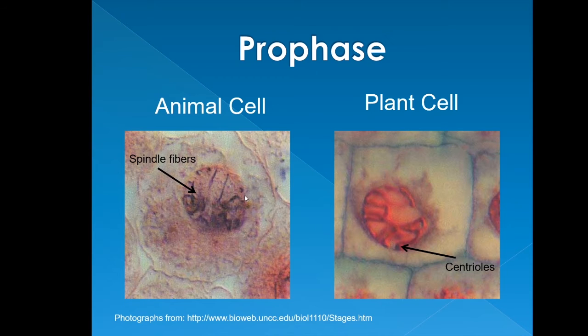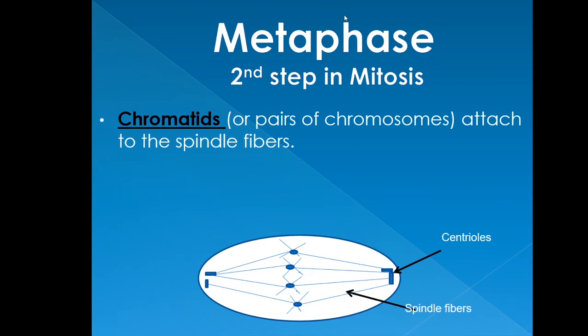And this is kind of what it looks like under a microscope. So you can start to see the centrioles and the spindle fibers show up in an animal and a plant. The next step would be metaphase, and it's the second step in mitosis. This is where chromatids, or those sister chromatids, or pairs of chromosomes, attach to the spindle fibers. So we have the centrioles and those spindle fibers.